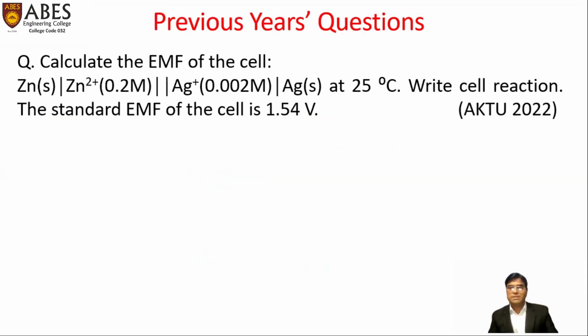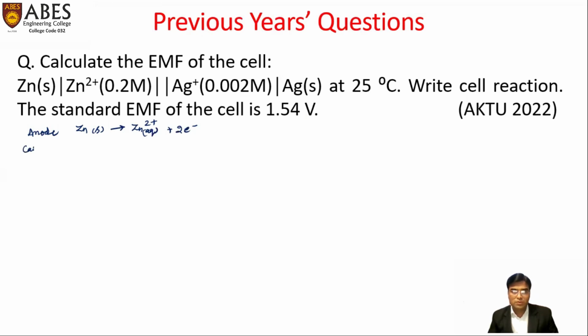Calculate the EMF of the cell. Cell is given here. Write the cell reaction. The standard EMF of the cell is 1.54 volt. So first we write the reaction at anode. The reaction will be zinc solid converting to zinc aqueous 2 plus ions plus 2 electrons.